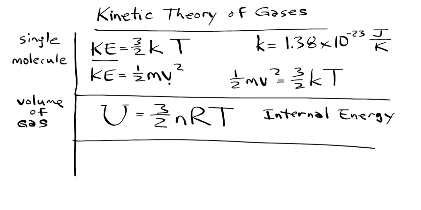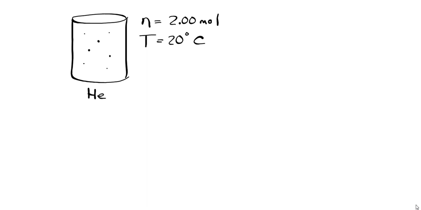So what I'd like to do is an example. This is supposed to be a cylinder of gas. We'll have some gas particles in here. The cylinder contains 2 moles of gas and is at a temperature of 20 degrees Celsius. The gas that we're talking about is helium. Now the first question is, what is the internal energy of this gas? The internal energy, if you recall from the previous page, is equal to 3/2 nRT. And we have all the information we need to do this, except we have a couple of issues.